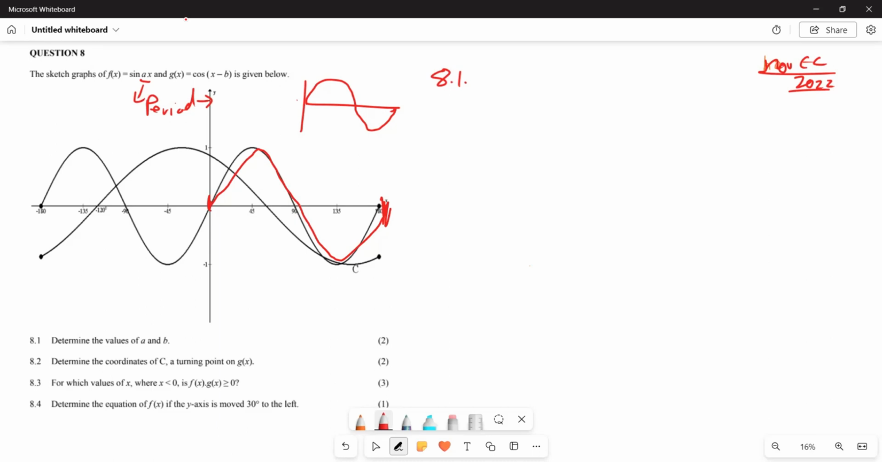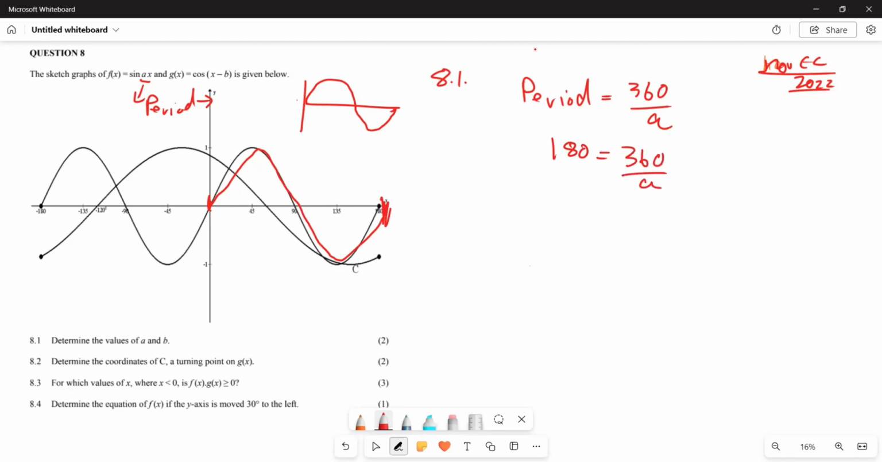Now, in order for us to answer our question, we are saying the period is given by 360 degrees divided by a. But we already have the period it takes for this particular graph to complete one full cycle, it is 180 degrees, which means we already have our period for this graph of sine. So this is going to be 180 equals 360 over a, right?